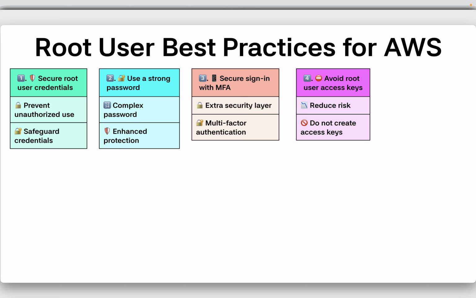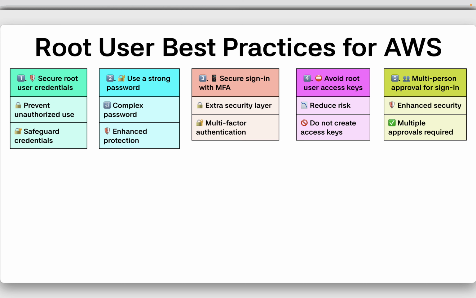Avoid root user access keys. So reduce risk by not creating access keys. Access keys are used for programmatic access, so it's better not to create an access key itself so that nobody can use it. Multi-person approval for sign-in. Enhance security by requiring approval from multiple persons for root user sign-in.